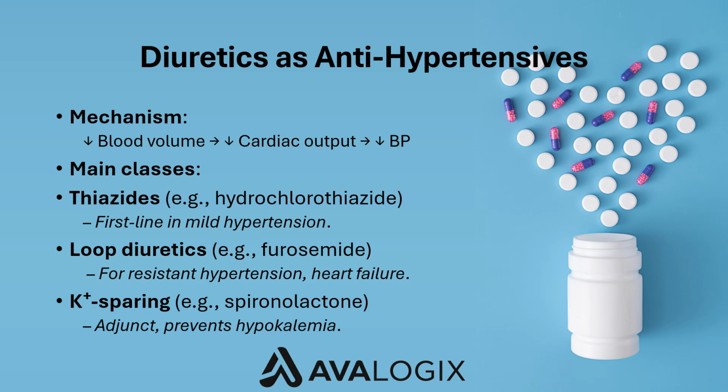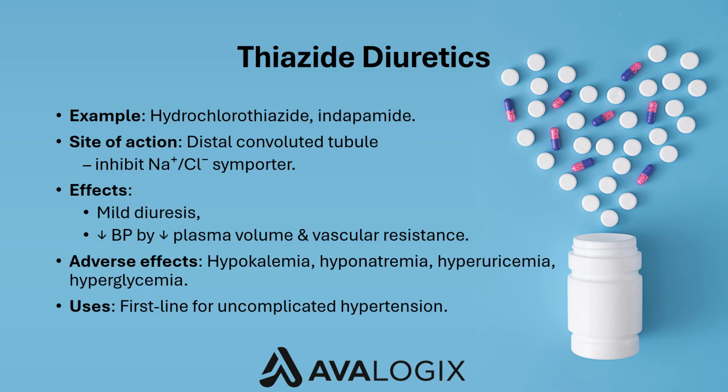A patient with mild hypertension and normal kidney function? Thiazide. A patient with swollen legs from CHF and high blood pressure? Loop diuretic. A patient who develops dangerously low potassium on a thiazide? Add a potassium-sparing agent. Remember, overdiuresis can cause hypotension, electrolyte imbalances, and kidney injury, so monitor patients closely. Thiazides are the quiet workhorses of hypertension management.